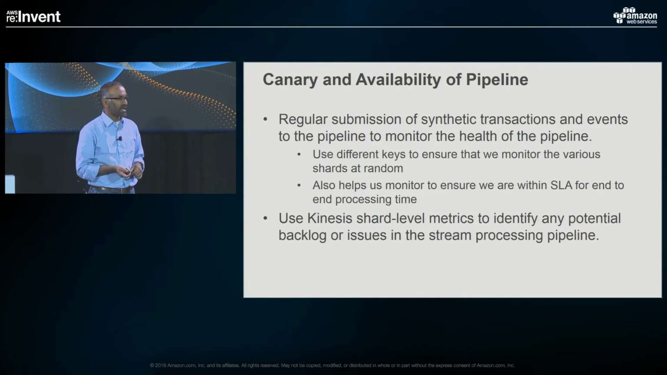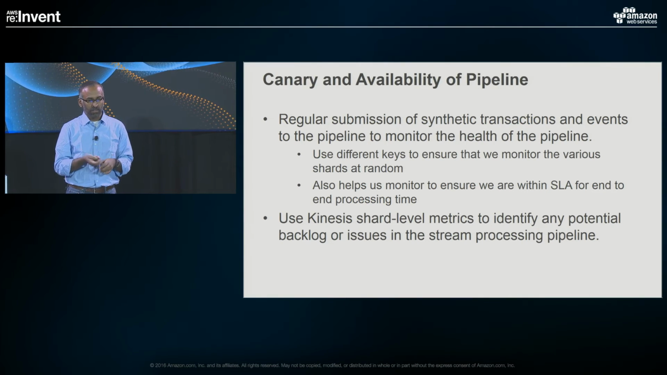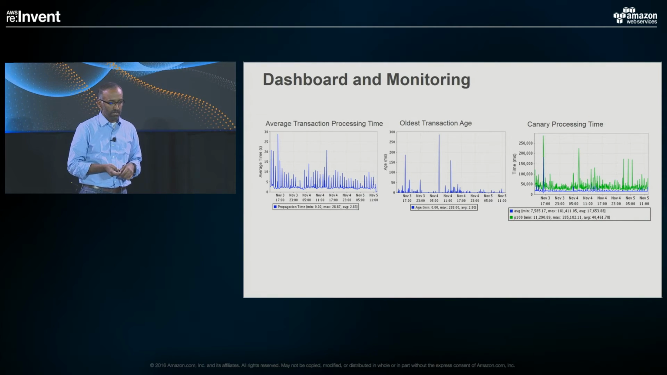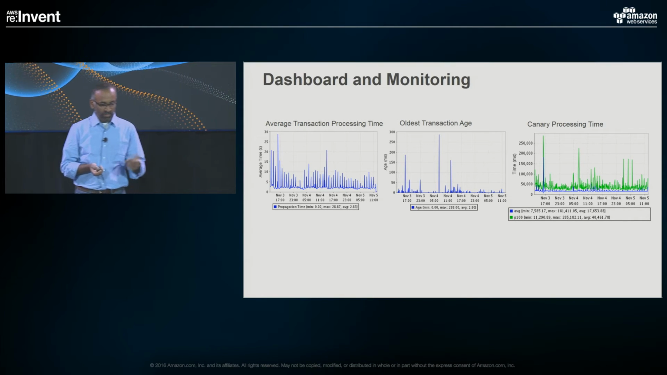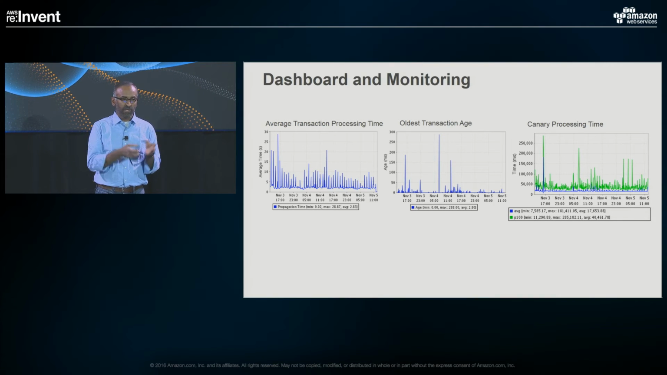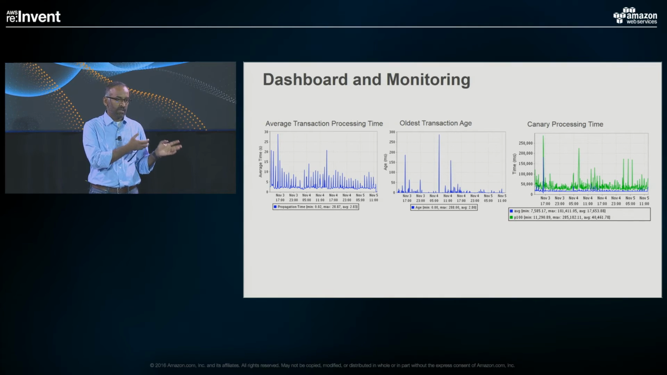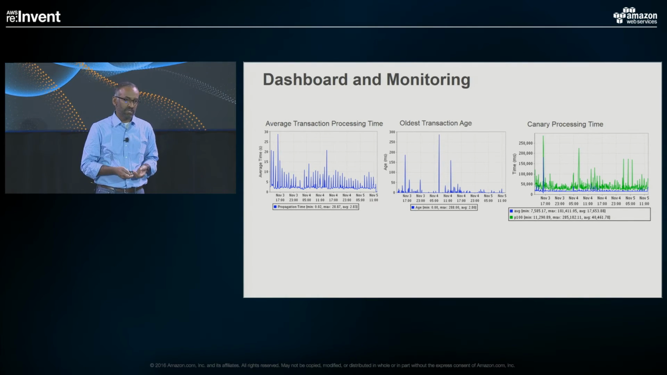We use Kinesis shard level metrics to know when a backlog is building and make sure that we have adequate monitors around it. Here's a sample dashboard that we use, with some of the metrics: average transaction processing time for the end-to-end system, how many transactions and how old the transactions in our backlog are, as well as the Canary processing time. And if any of these fails, we can be alerted so that we can go and investigate.